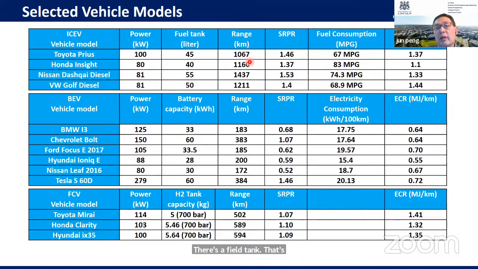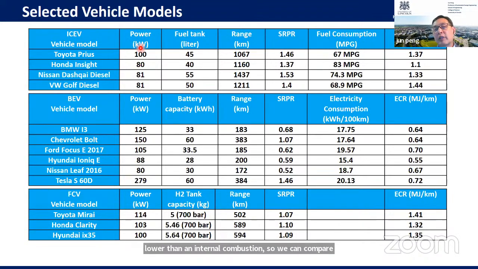We can find that the internal combustion engine always has a longer range than battery electric vehicles, but lower power than battery electric vehicles. On the other side, we take these production fuel cell vehicles, just as we mentioned, actually three: Toyota Mirai, Honda Clarity, and Honda ix35. So the power is between the internal combustion engine vehicle and the battery electric vehicle. Range is higher than battery electric vehicle, but lower than internal combustion engine vehicle. So we can compare these three different types of vehicles.